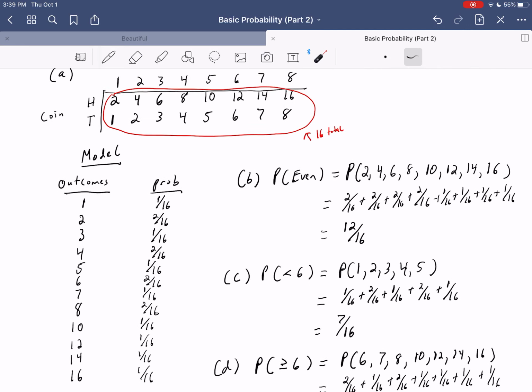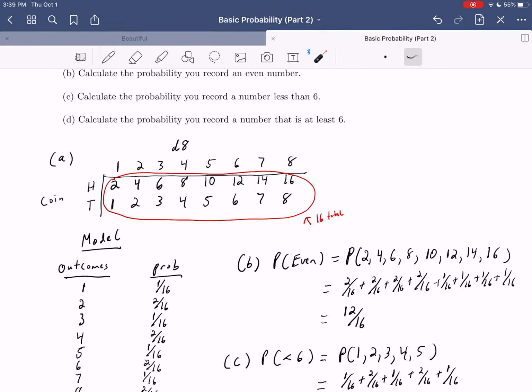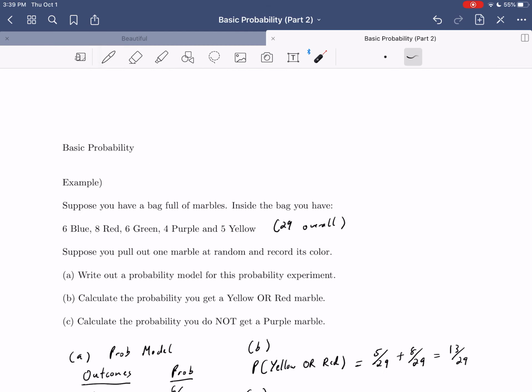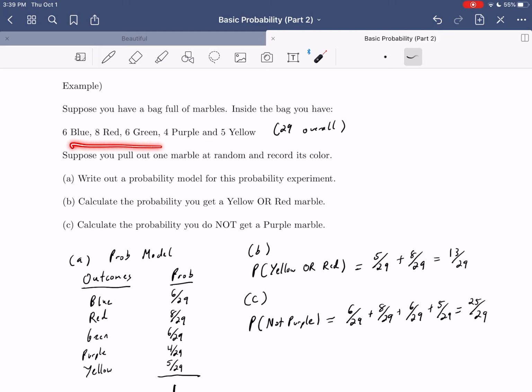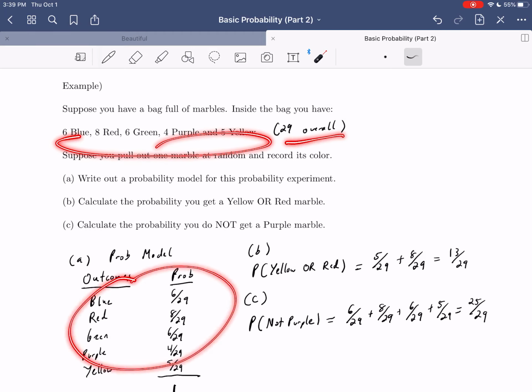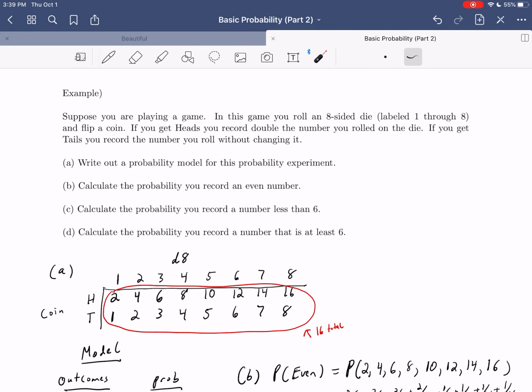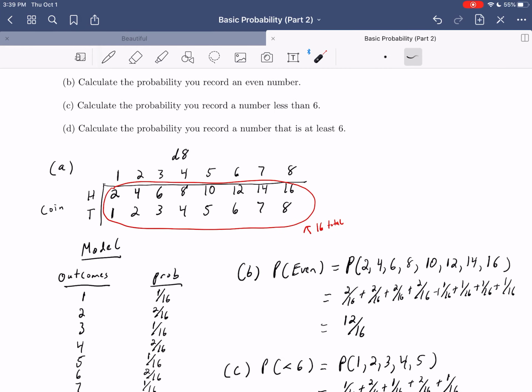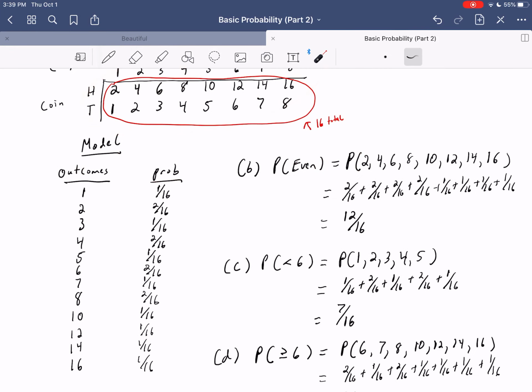Okay, so this example was a little bit more challenging because we had to sort of diagram out all the different options. It's different than what we did back here. Here, all the options were just listed for us, so we just simply counted and put it over the total to build the model. But here, because we're following these rules about this weird thing where you double when you get heads or you leave things the same when you get tails, we had to actually organize it and then create the model. Of course, once we had the model, calculating all these probabilities, pretty easy.